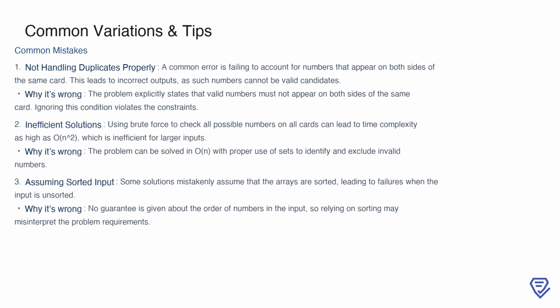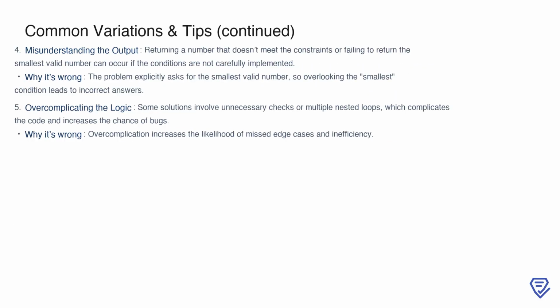Another mistake is assuming that the input arrays are sorted. There's no guarantee about the order of numbers in the cards, so relying on sorting may lead to incorrect assumptions and eventual failure. Keeping these points in mind will help you avoid common pitfalls and build a solution that satisfies the problem requirements. Continuing with the common mistakes, misunderstanding the output is another frequent issue. The problem specifically asks for the smallest valid number, so returning a number that doesn't meet this condition is incorrect. This can happen if the constraints aren't carefully implemented.